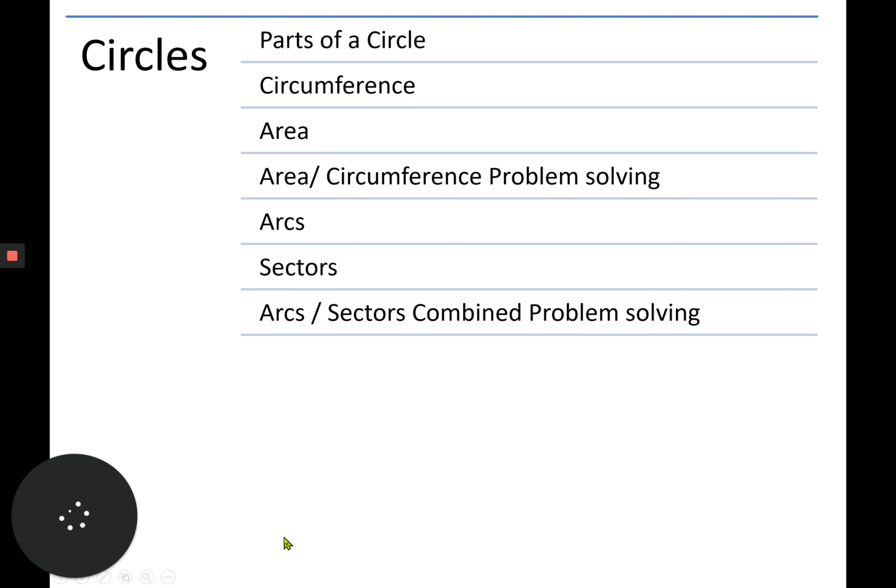Hey guys, welcome back. We're going to be looking at the area of the circle in a bit. This time, you probably know the formula.